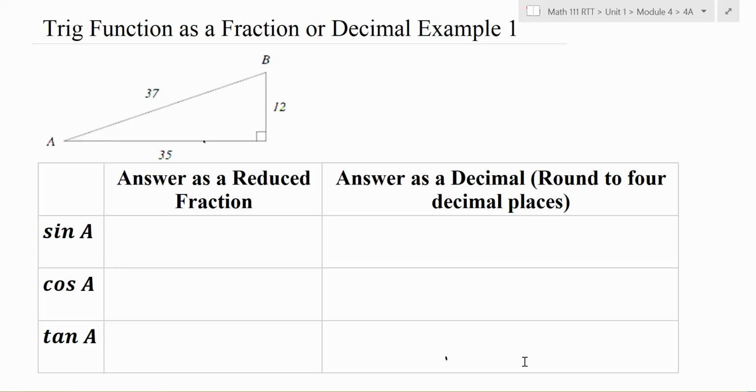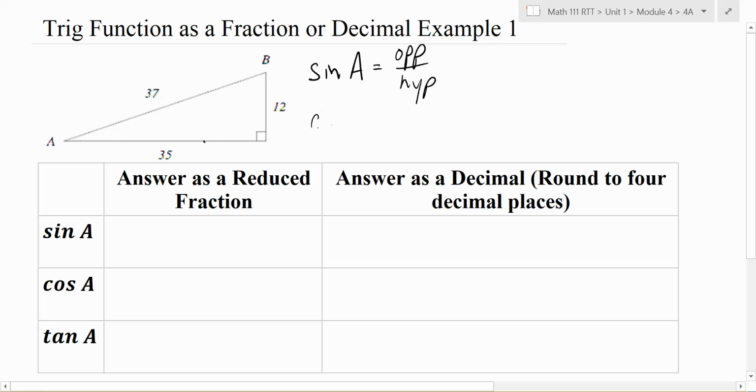So now let's look at some trigonometry. As a quick refresher, let's go ahead and go through each of the trigonometric functions. So remember that sine of an angle A is opposite over hypotenuse. Cosine of an angle A is the adjacent over the hypotenuse. And the tangent is the opposite over the adjacent.